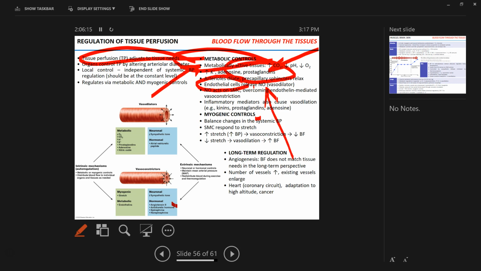Do you understand the idea of metabolic controls? So elevated CO2, lowered pH or acidosis, lowered oxygen, ADP, inflammatory mediators will all cause vasodilation. Does that make sense? And if you flip those parameters, it will be the opposite. Does that make sense? Okay.